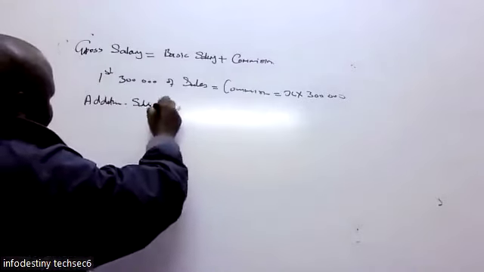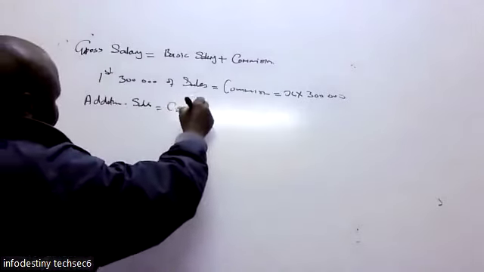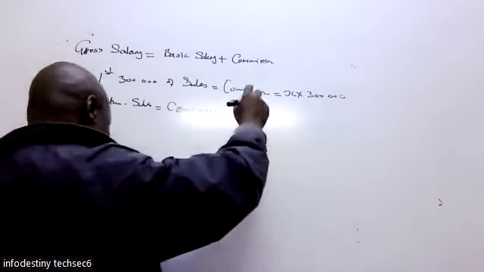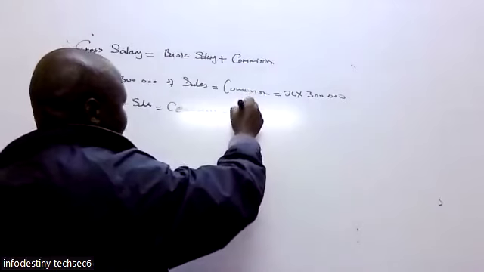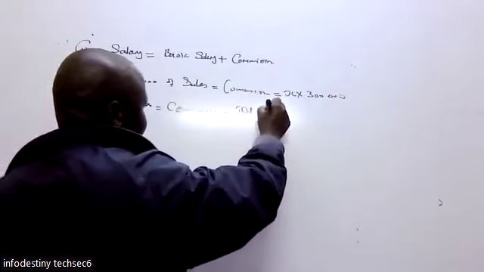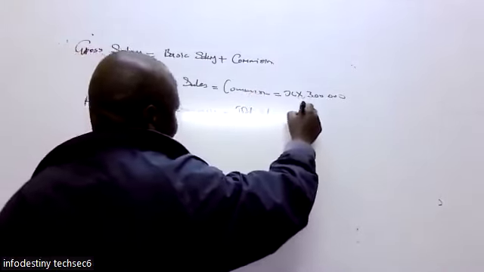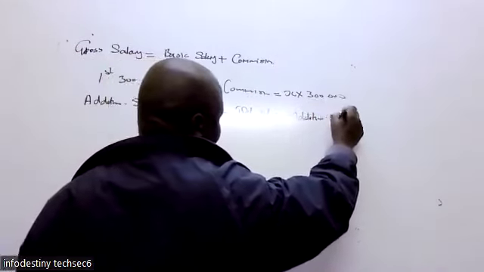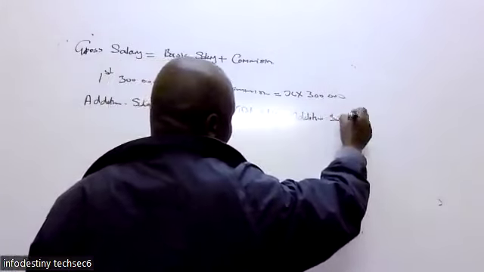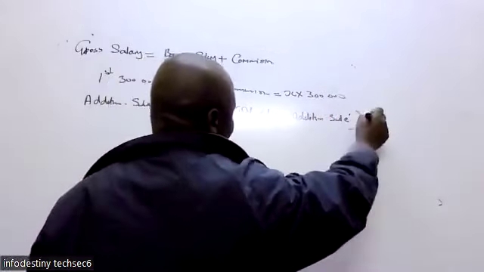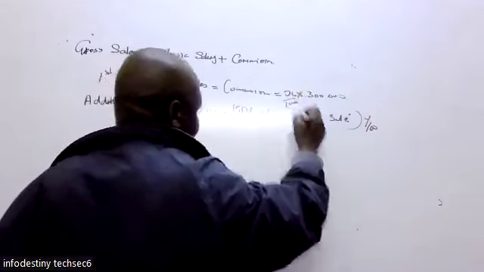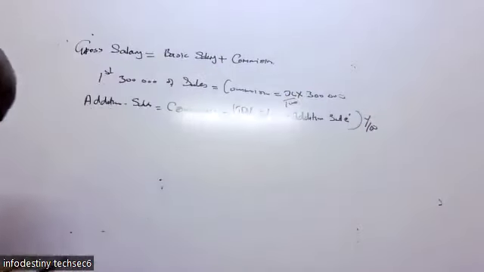So the additional sales commission will be equal to the total sales minus 300, then you multiply by Y%. This is multiplied by X%. I hope you are together there.